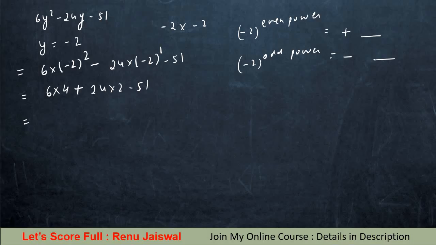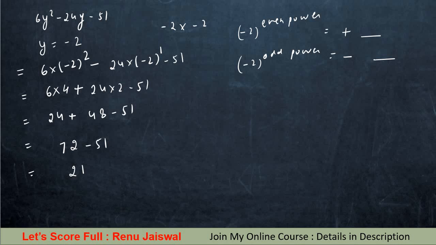Then 6 into 4 is 24. 24 into 2, 48, minus 51. These two are the same sign. Add that, it is 72 minus 51. So this will give me what? 1 and then 2. 21 is my answer.